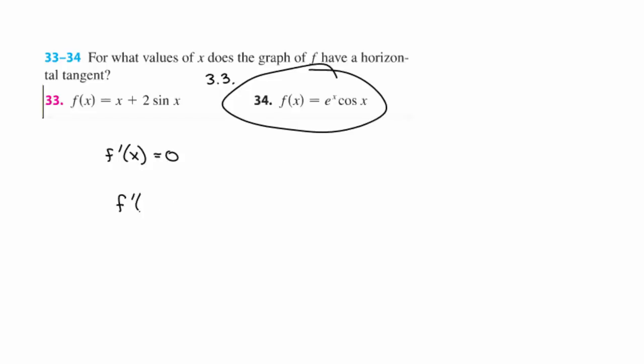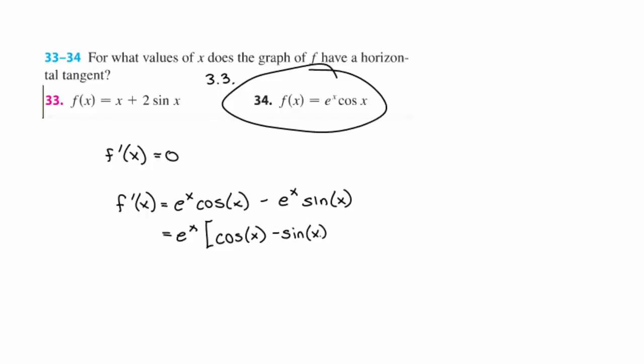F prime is equal to, well, this is a product rule. Derivative of the first is just e to the x times the second, plus the first times the derivative of the second. Well, the second would be a cosine. Derivative of the cosine is a negative sine. And now we factor out the e to the x, and you see we have a beautiful cosine of x minus sine of x as a factor.